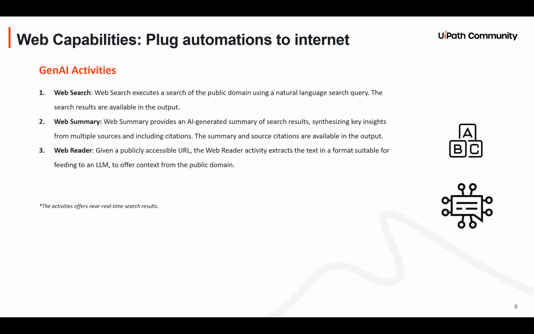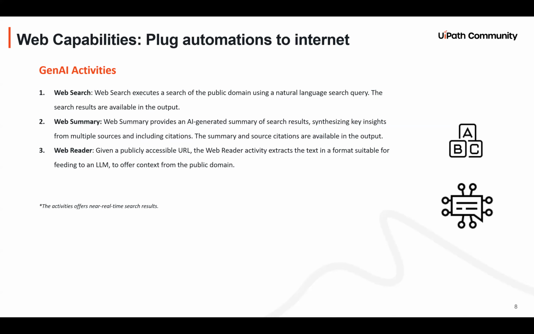Then we have another activity, web summary. If we need an AI generated summary of the search results, or to synthesize the information available on that web page, maybe make it more insightful, maybe we can combine multiple sources and include citations as well, because we should know where this information is coming from. For that we can use this web summary activity.